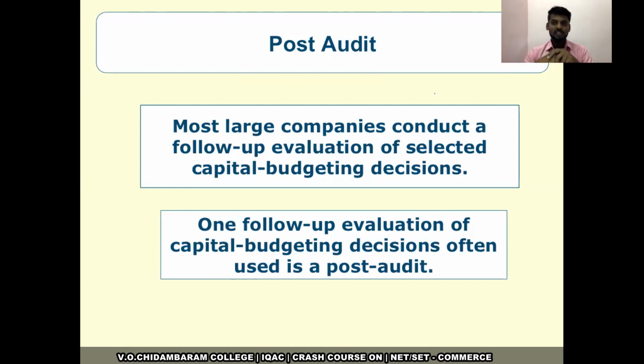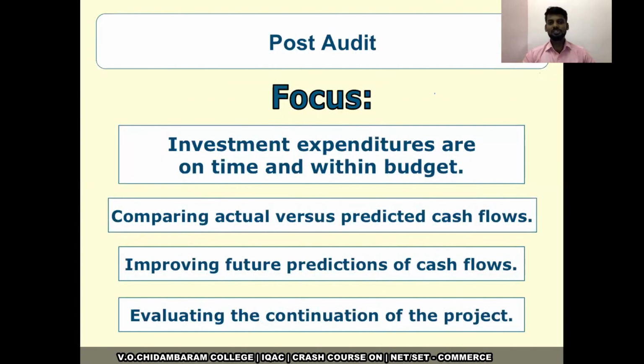So a post audit has to be done, because not necessarily all your assumptions can be true. Assumptions can be taken into consideration when we calculate values, but they do not always have to be true. So a post audit has to be done periodically, and follow-up of evaluations also has to be done. So these are the capital budgeting topics. What is normally checked in a post audit is whether the investment expenditure is on time and within budget.